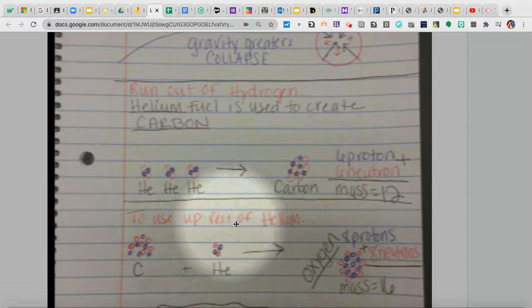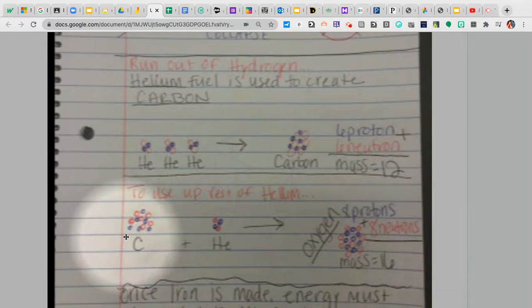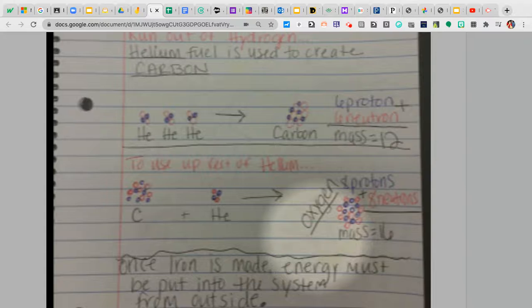To use up the rest of the helium, we would have a carbon join with a leftover helium, and then we would get oxygen. Again, a larger element, 8 protons, 8 neutrons, a mass of 16. So you can see a pattern here. We're getting larger and larger elements.